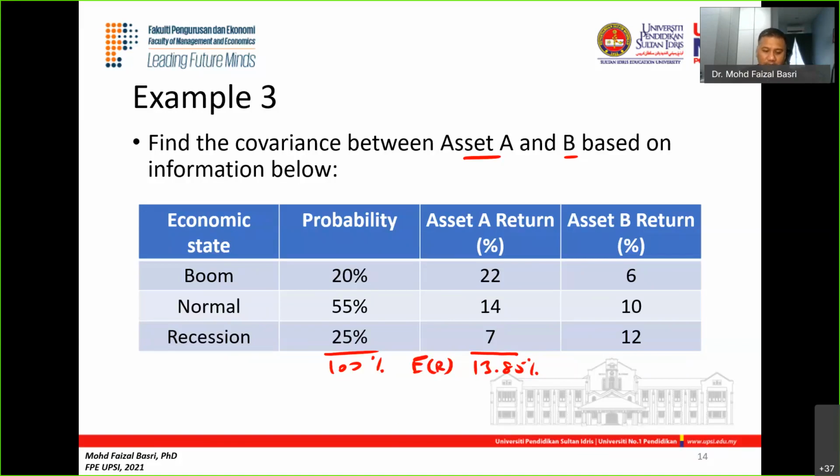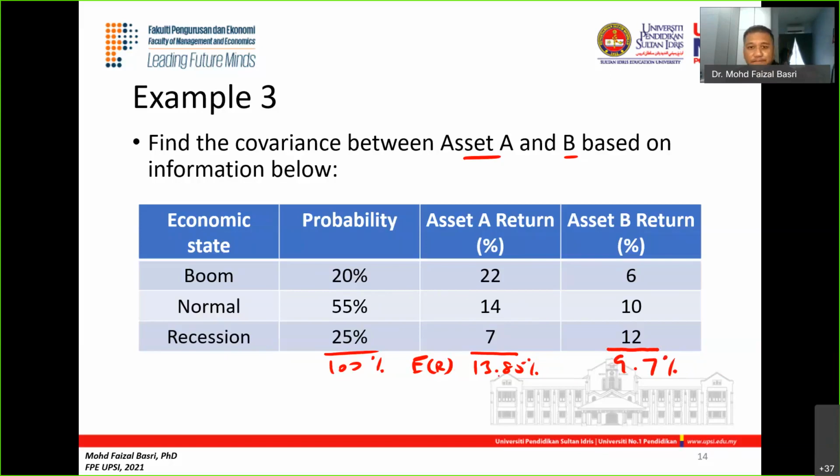2 times 22 percent times 14 percent times 7. Here I get 13.85. For stock B, we have 2 times 6, 5 times 10%, 5% times 20%. So I have 9.7 here, 7%. Okay, these are the ERs for A and also B.